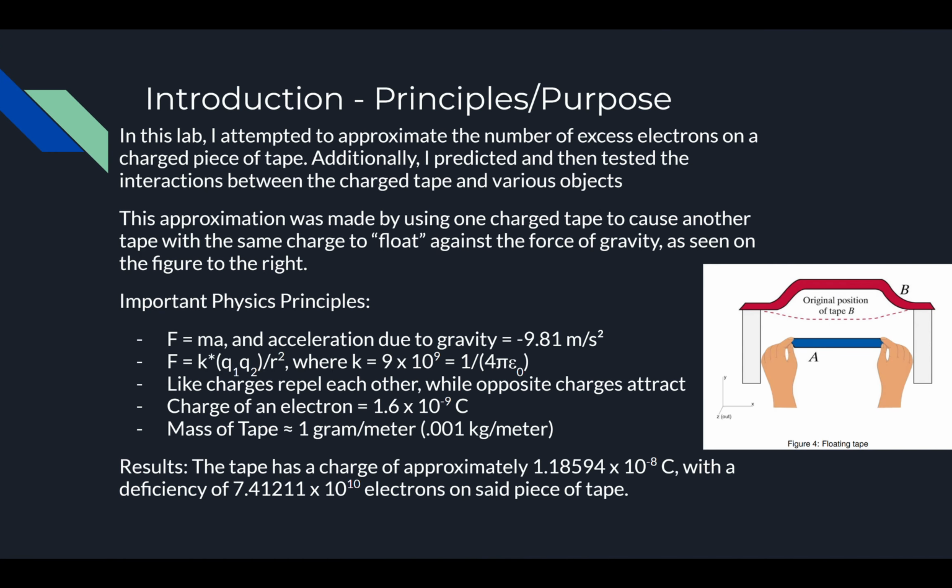So, for this lab, the goal is to approximate the number of excess electrons, or the lack of them, and predict the interactions between a piece of tape and other objects. We're going to approximate the electrons by trying to use one tape to cause another to seemingly float against the force of gravity. Big physics principles are listed there. The biggest ones are the fact that like charges repel each other, and also Coulomb's law will be very important. And you can see the results at the bottom of that slide.